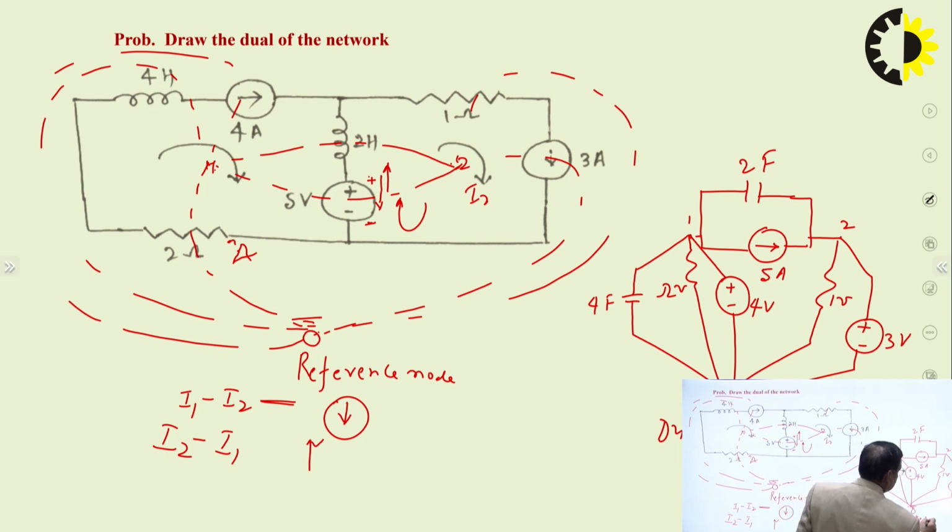Dual of the network. There are 7 rules to draw the dual of a network. Remember those rules and the dual relationships, and you will be able to draw the dual of any given network. Now, we carry out some problems that have been asked in the university examination.